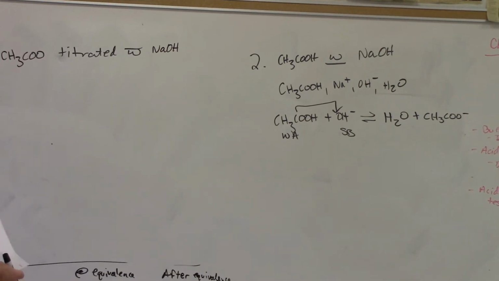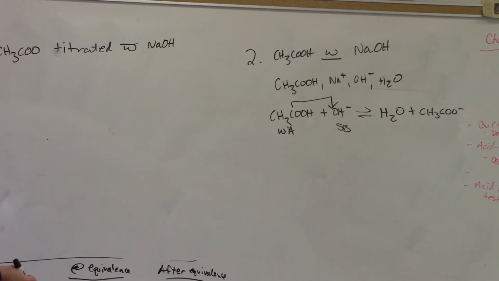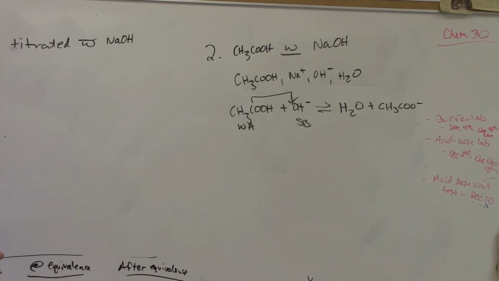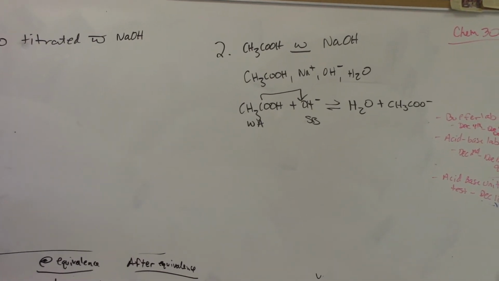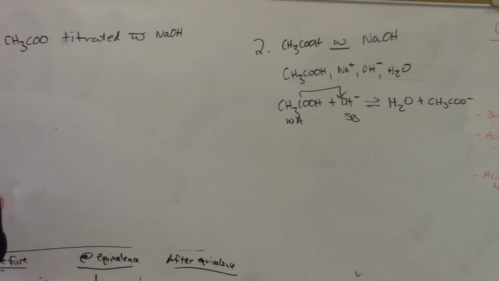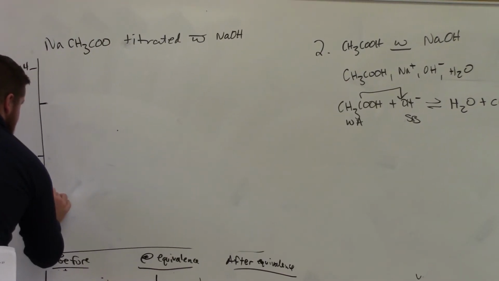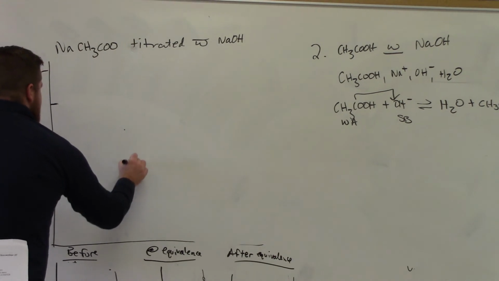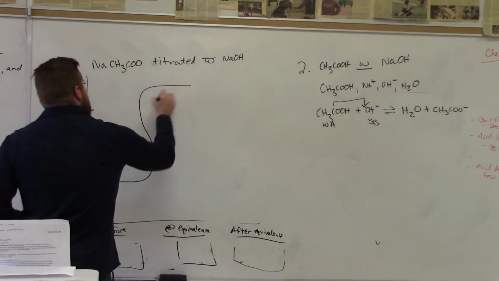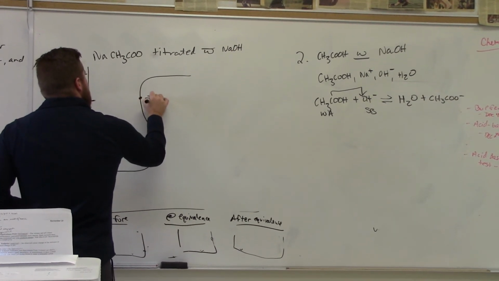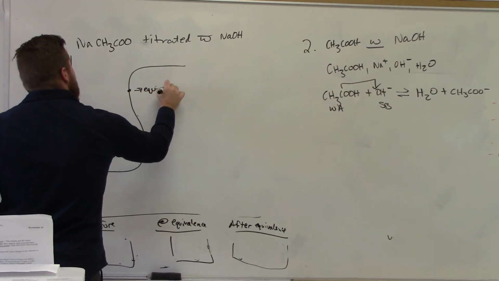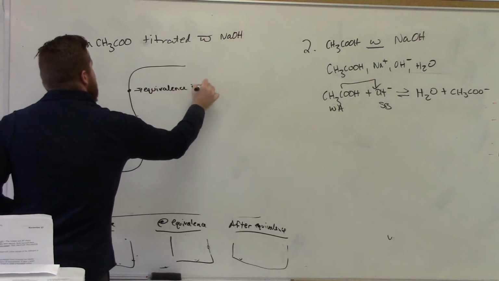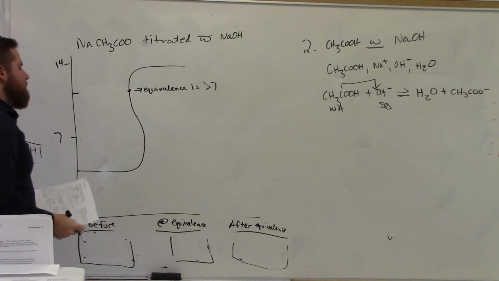Okay, so when we make the titration curve for this, this is actually going to start kind of in the middle. Here it's going to be a relatively higher pH, and then a strong base is added. So the equivalence is greater than 7. All right?